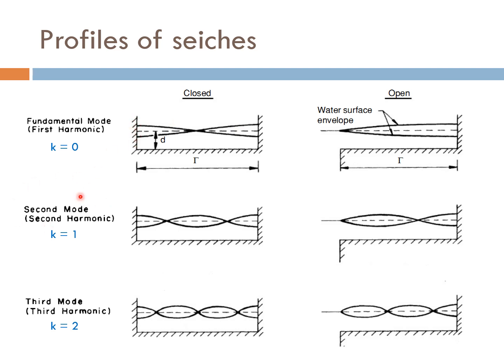For the second mode, or second harmonic, when k is equal to 1, the seiche profile looks like this. We have the antinodes on both ends again, and two nodes inside the basin. Whereas for the open water body, again there is an antinode at one end, the closed end of the harbor. We have the node at the open end again, but one additional node in the basin.